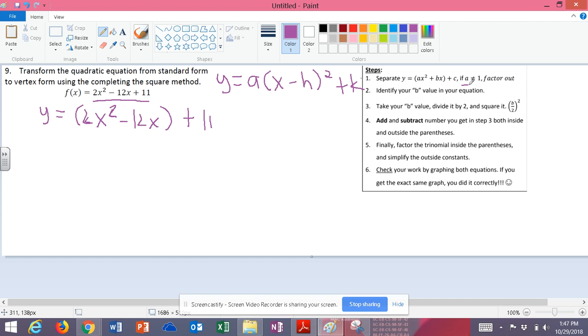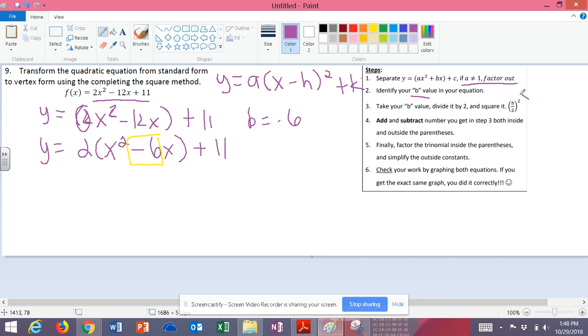And then since there's an a value greater than 1, we need to factor that out. My a value is 2, so I'm going to factor that out. I'm going to have y equals 2 times x squared minus 6x plus 11. So I just factored out the GCF between 2 and negative 12. Now we're going to find the b value in our equation. That's after you factor out the GCF. In this case, my b value is negative 6. So b equals negative 6.